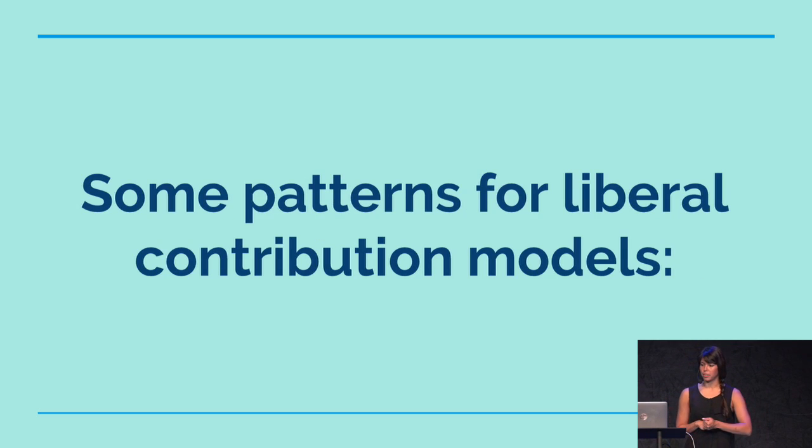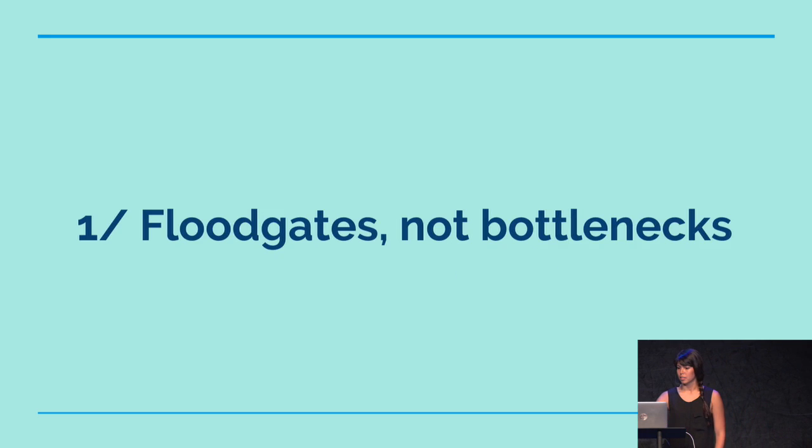So just some patterns that I've seen around liberal contribution models, if you're interested in how they work. Functionally, a lot of these still have similar governance in the sense that there is some sort of core team, there's someone in charge. It's not total anarchy, but the difference is their approach and philosophy to how they think about contributions. So firstly, the idea of floodgates rather than bottlenecks.